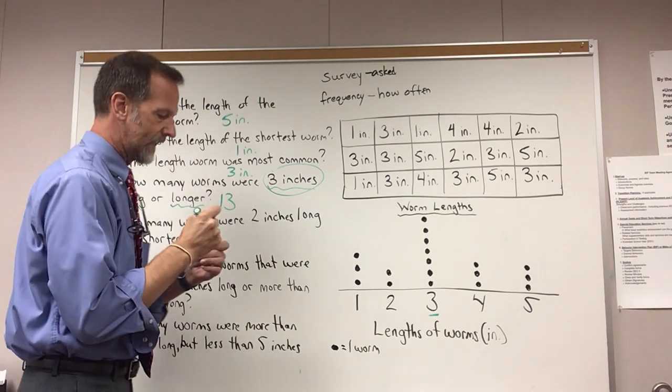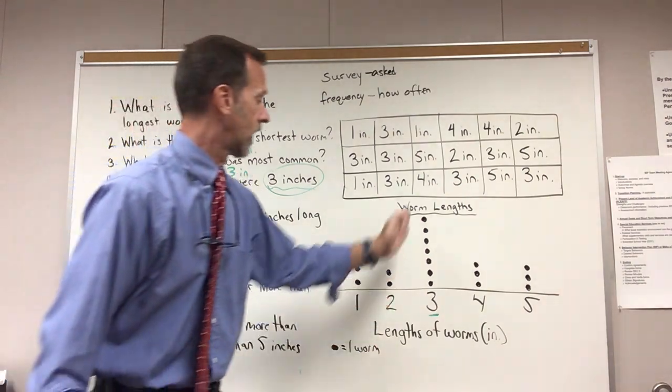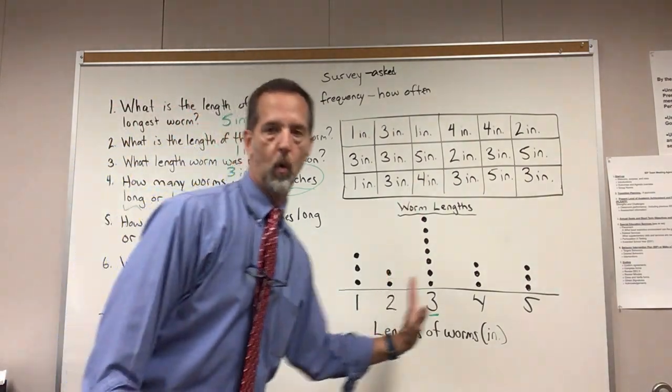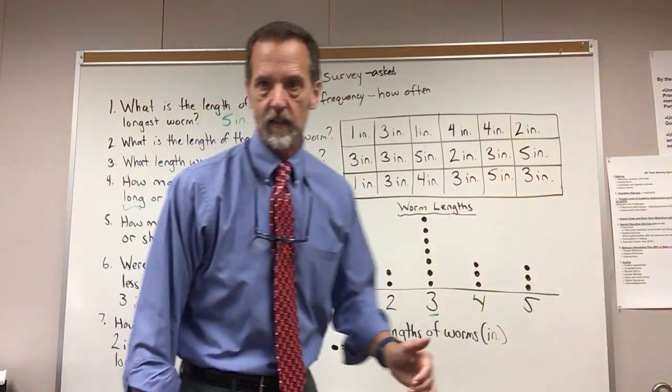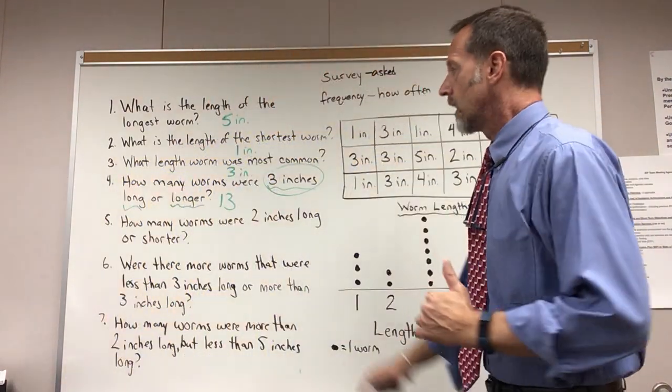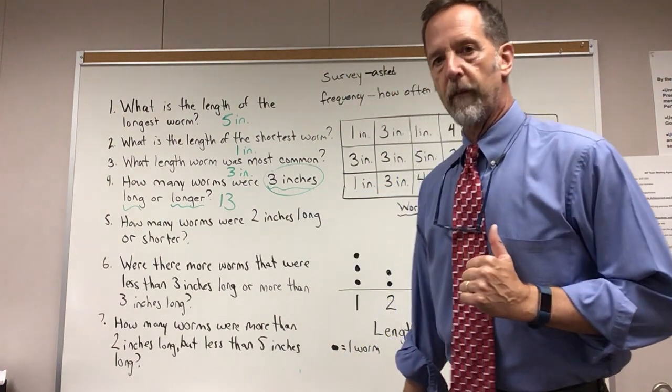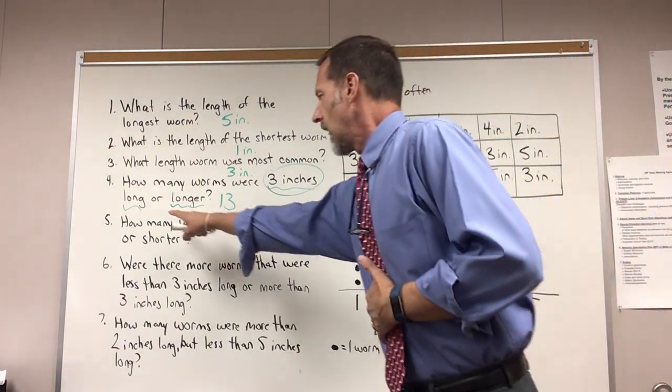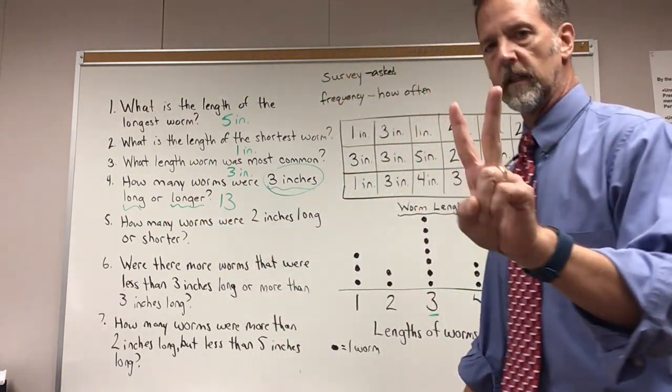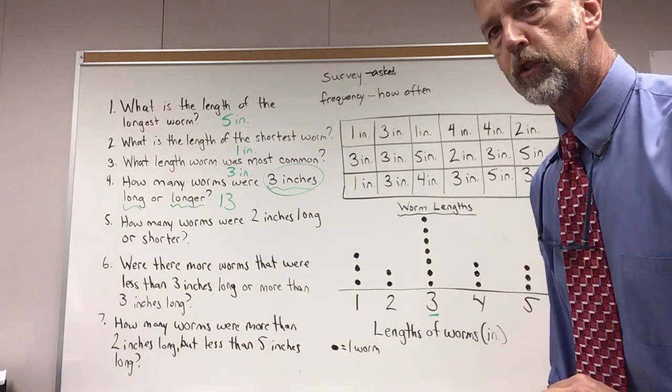There were 13 worms that were 3 inches or longer. Make sense? I hope so. All right? Let's take a look at number 5. Now I want you to try to do this. How many worms were 2 inches long or shorter?